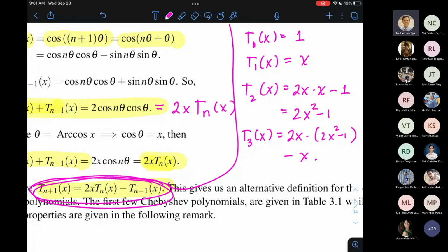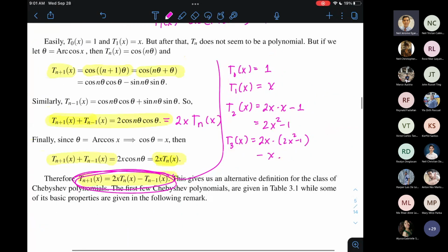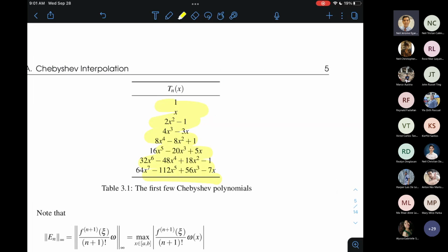All right. Now, kung gusto nyo mag-practice mamaya ng pag-Chebyshev, you can find T4, T5, and so on, and check your answer with what I have here in table 3.1. So, yan yung unang pitong Chebyshev polynomial or unang walong Chebyshev polynomial. And indeed, they look like polynomials now nung ginamit natin yung recursion formula. All right? And what can we notice about them as well? But just remember na ang kanilang domain ay from negative 1 to 1 lamang. Okay? Everything's good so far?